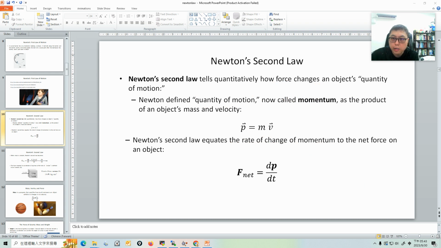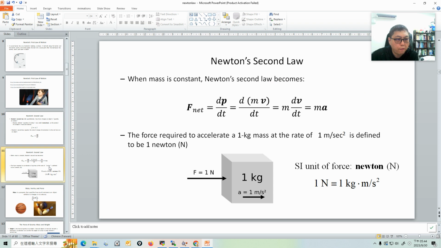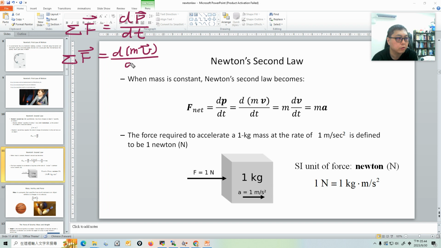The importance of Newton's second law is that it gives the equation of motion. So let's do a little math here. You say the summation F equals the derivative of momentum with respect to t, and P, like I said, equals mass times velocity. And then we apply the product rule, since the derivative has a product rule.